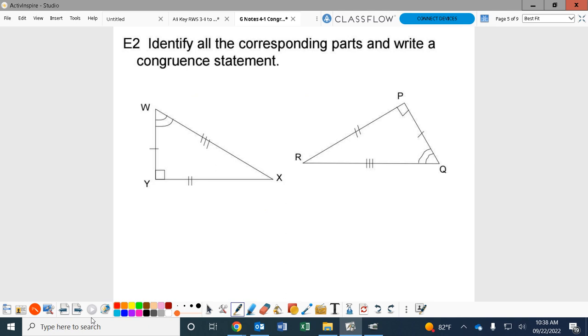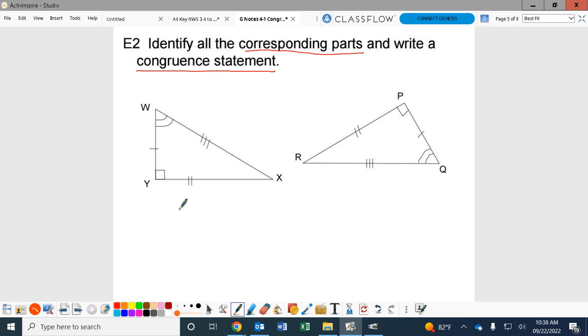Identify all the corresponding parts and write a congruent statement. So they just told you. Corresponding parts, that's all the sides and angles. And then congruent statement is going to be the final triangle congruent to a triangle. Okay? Why is this one different? Because you see they took and they rotated it. So you have to look at it a little bit more closely.